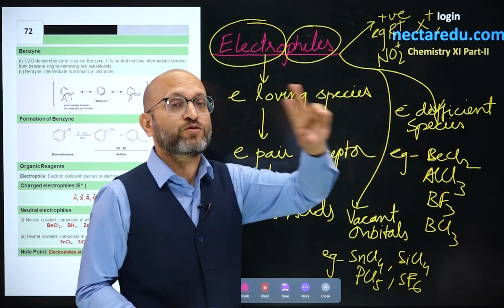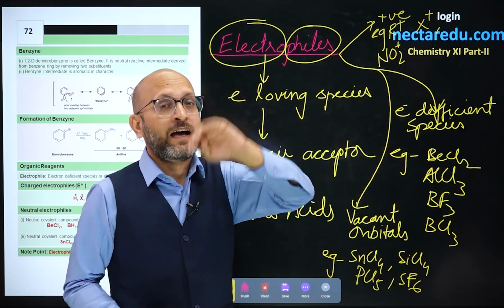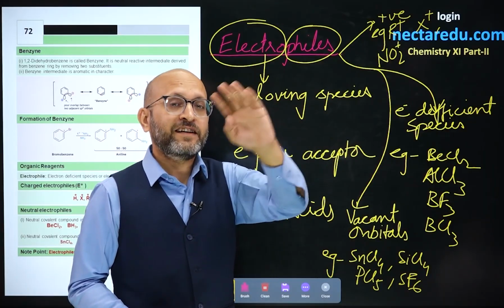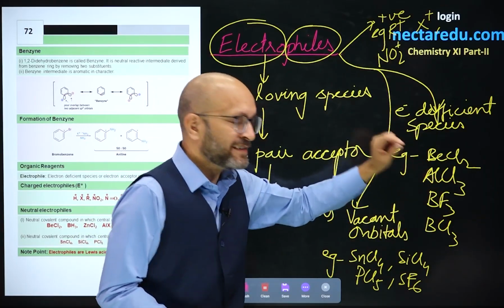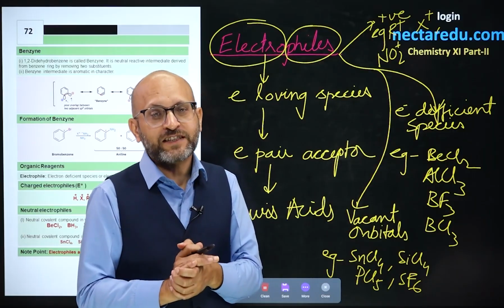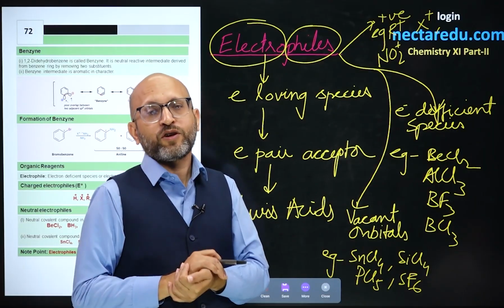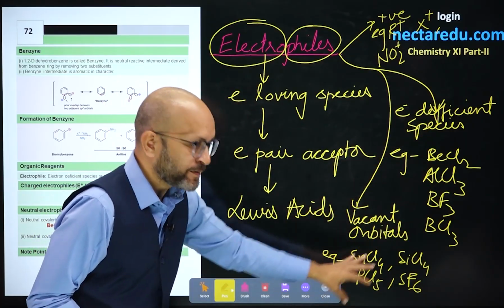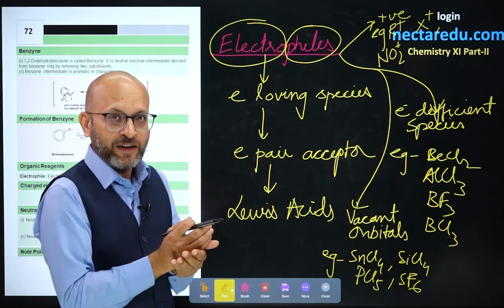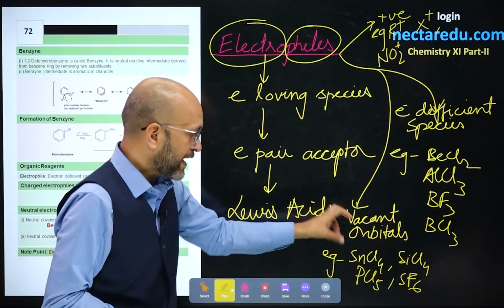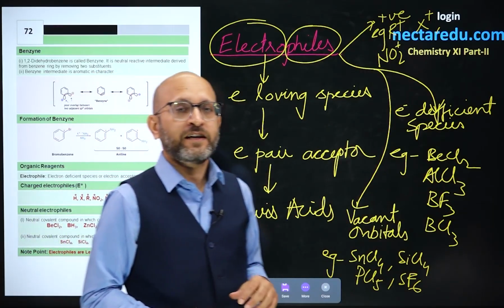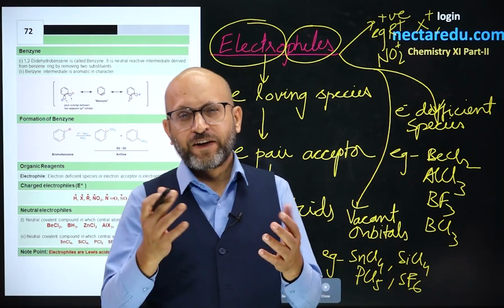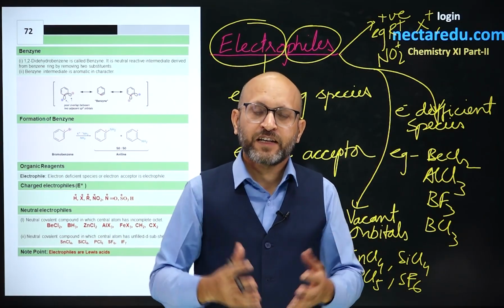Here beryllium has 2 bonds, that means 4 valence electrons, and for octet they need 4 extra. Here AlCl3, they already have 6 valence electrons, they need 2 more electrons. So they are electron deficient, and these are species which have empty orbitals. So these are neutral electrophiles which we could find in different chemical compositions.